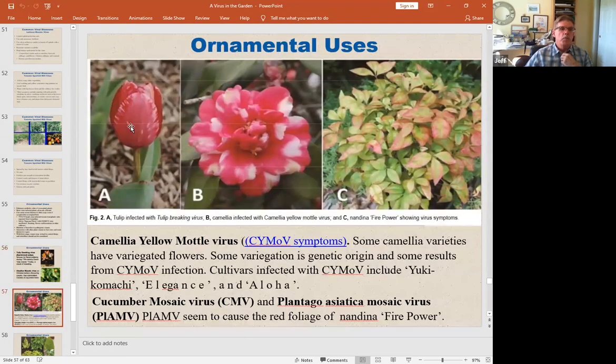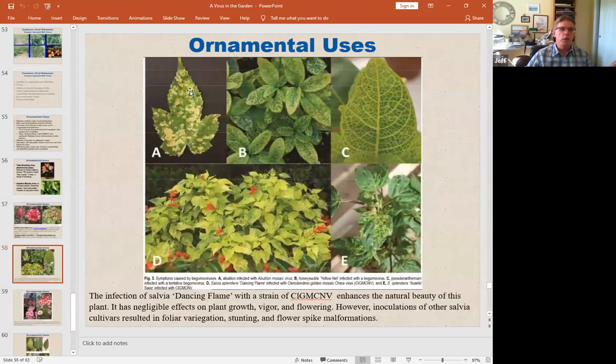We have a tulip infected with the tulip breaking virus, the camellia infected with the camellia yellow mottle virus. So the color breaking, the different colored patterns in the leaves, in the petals. Petals are actually modified leaves, so it's not too surprising that leaves could also have different color manifestations on them. There's the abutilon again.